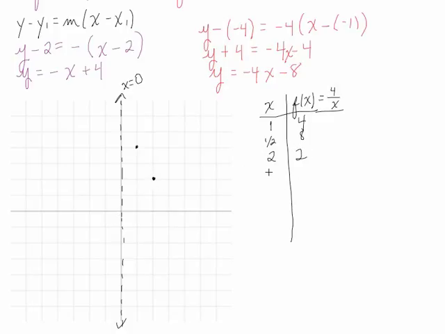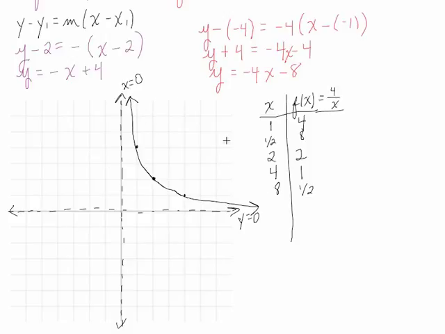I want to do easy values here, so I'm going to pick 4, because 4 divided by 4 is 1. And then if you plug in something like 8, 4 divided by 8 is a half, it's going to hug this horizontal asymptote. This is a rational function that also has a horizontal asymptote at the x-axis, or y equals 0. So if we sketch the function, it's going to look something like this.